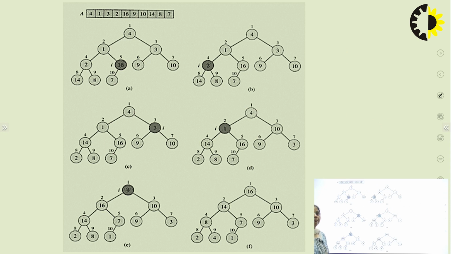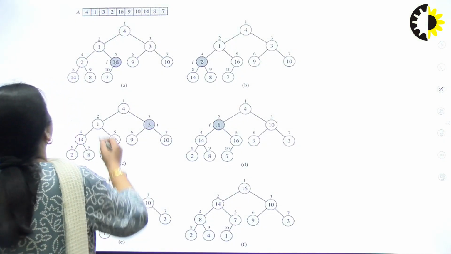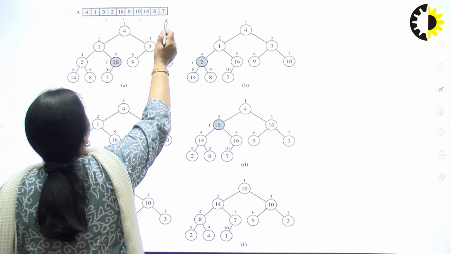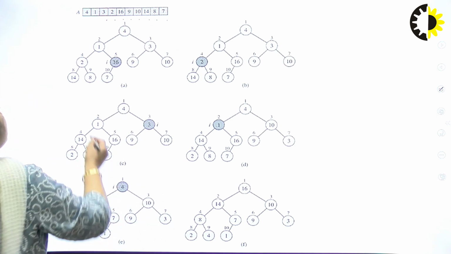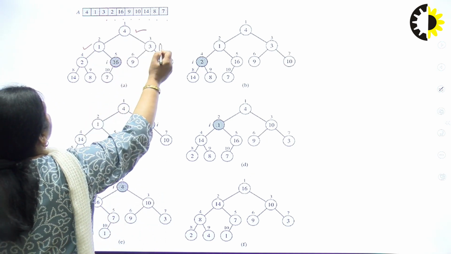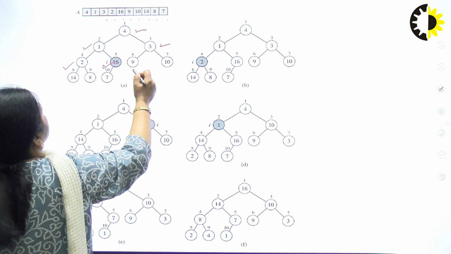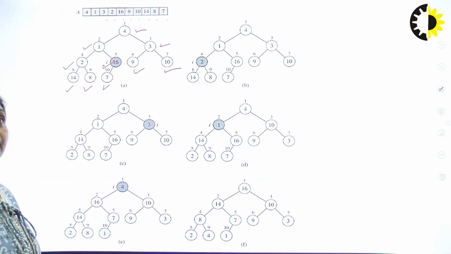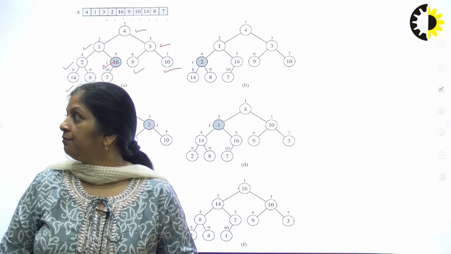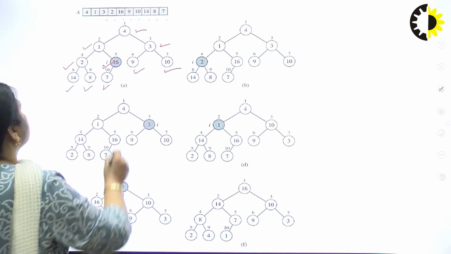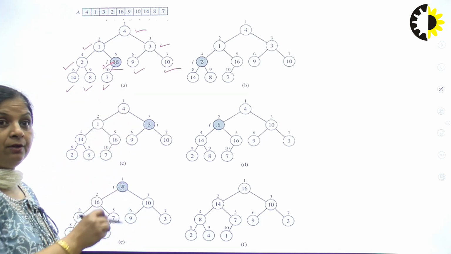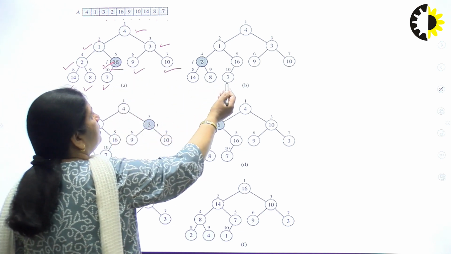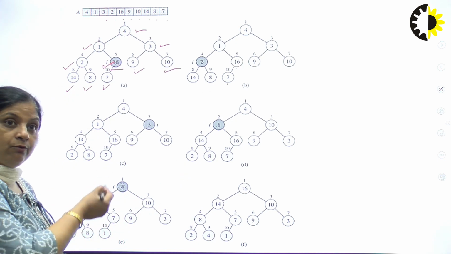So this is one example. We have the values 4, 1, 3, 2, 16, 9, 10, 14, 8, 7. So this is the situation: 4, 1, 3, 2, 16, 9, 10, 14, 8, 7. Now from where will we start? We will start from non-leaf nodes. This is our first non-leaf node. So we will check it with its child node. It is following the property. Then we'll go one backward.